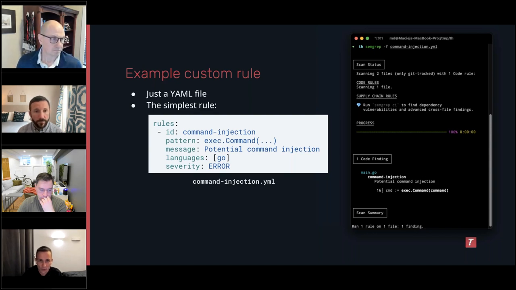We can choose between error, warning, or informational. And on the right side, we can see how to use this custom rule. The config argument contains the path to our rules or the directory with multiple rules. Under scan, we see statistics: how many files have been scanned with a certain number of rules, the progress bar, and that scanning took about 1 second. Then we have one code finding in the main.go file, and the potential command injection was in line 16.